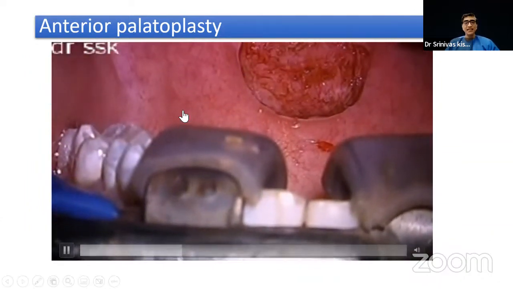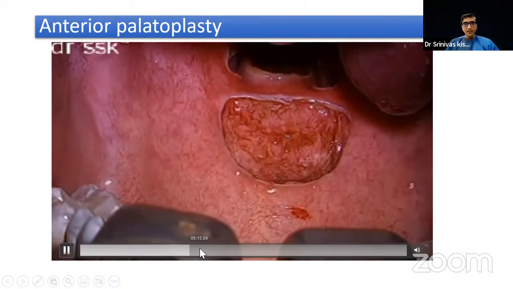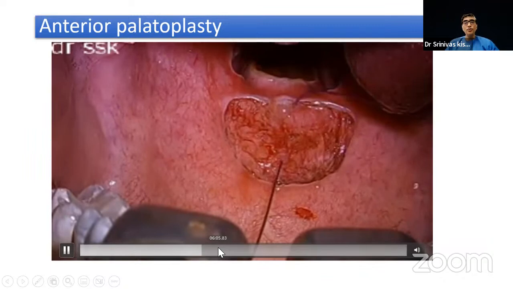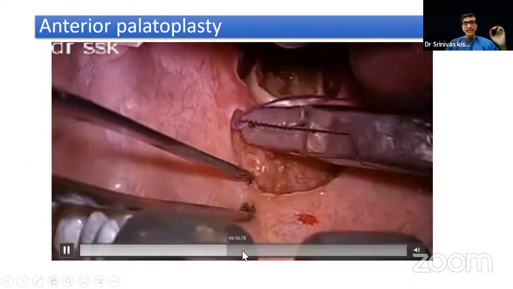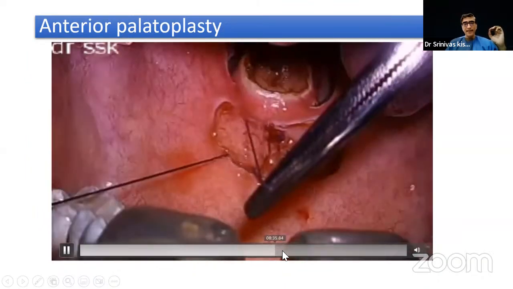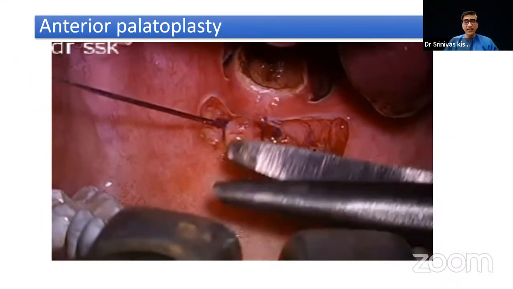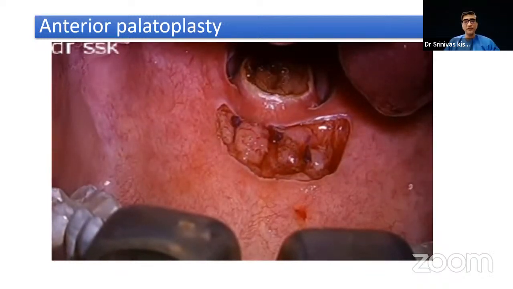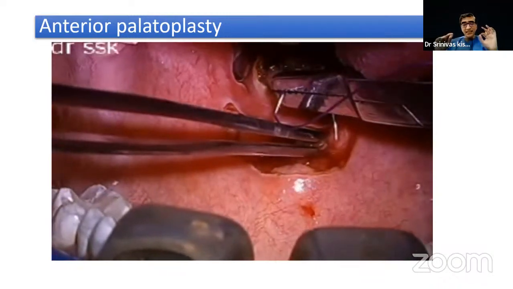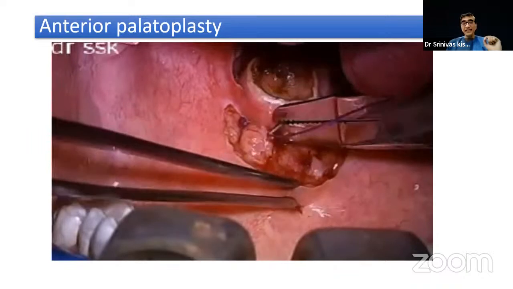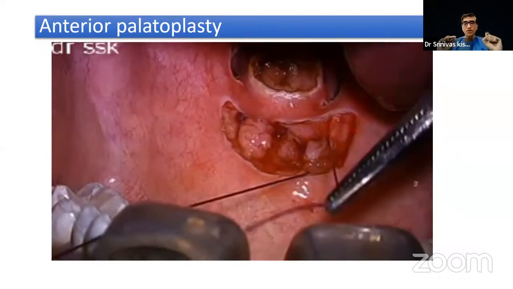And then once that is done, you can use PDS or simple Vicryl sutures to slowly take two layers. It has to be a bi-layered closure like this. And one more important thing, whenever you do soft palate surgery or any kind of OSA surgery on the soft palate, the suture should not be very tight. Make sure that the knot is just snug. If you tighten it too much, there will be necrosis. And that is the commonest cause for wound dehiscence.